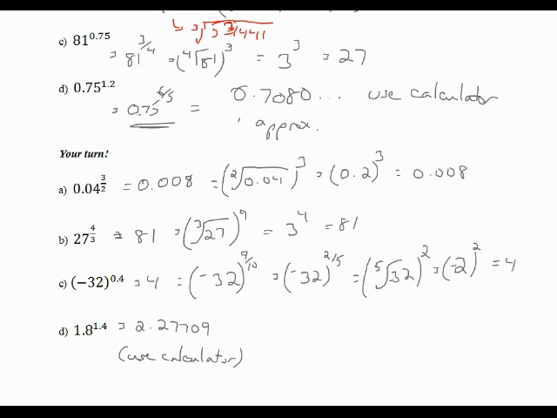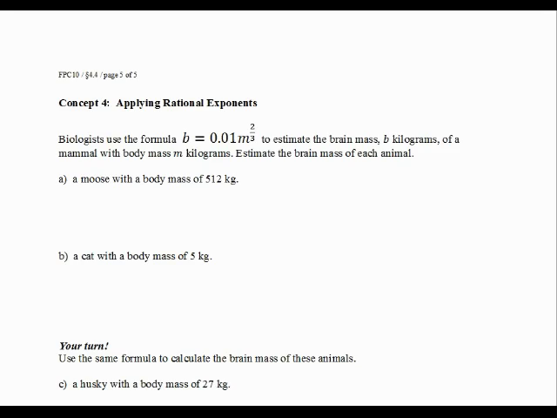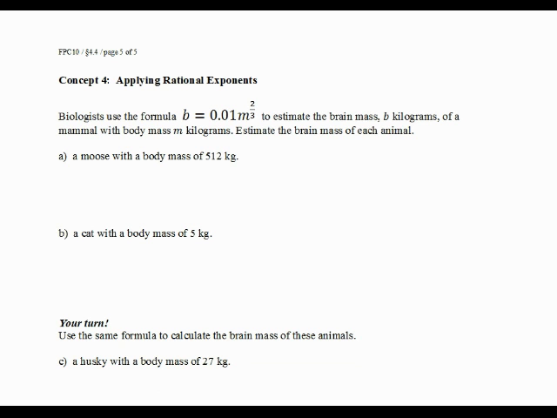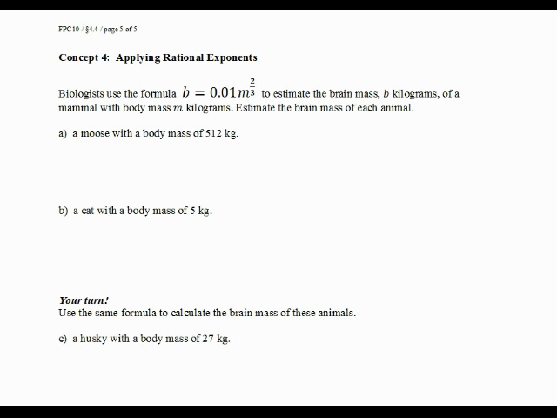Last page. Applying the formulas. Oh, this is easy if you've actually stopped and used your calculator every time I've told you to. This is easy. Biologists use the formula B equals 0.01 times m to the 2 over 3 to estimate brain mass B kilograms of a mammal with body mass m kilograms. Estimate the brain mass of each animal.